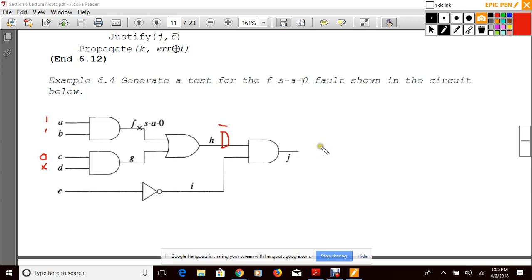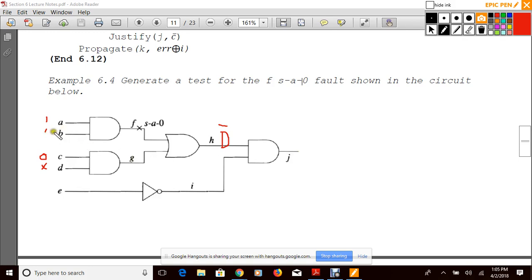So now I need to get D bar onto the output of J. So what is the controlling value of an AND gate? 1, that is incorrect, it is 0. The controlling value means that if I put a value on any of the inputs, it controls the output, right? So that means that if it's a 0, it'll automatically propagate a 0 to the output. If I put a 1, then it's the other values.